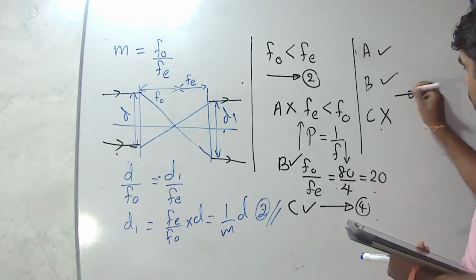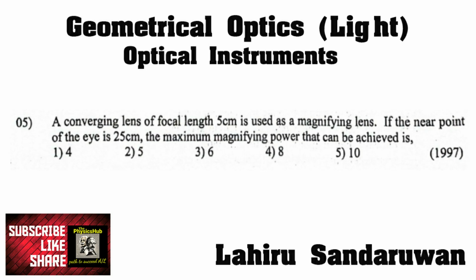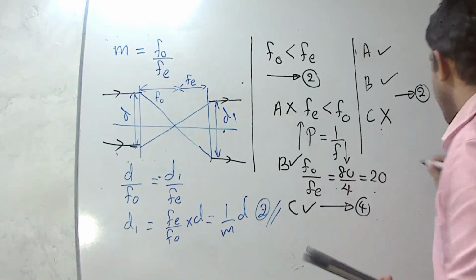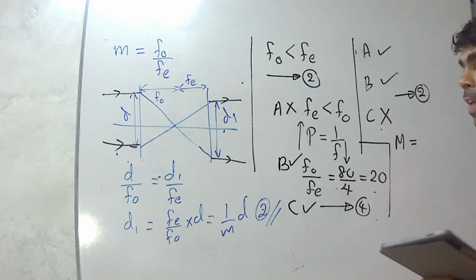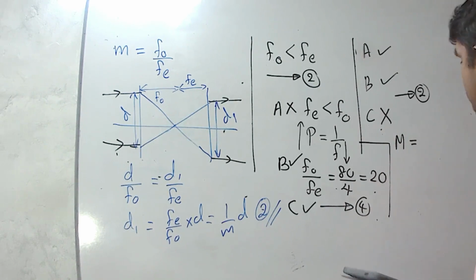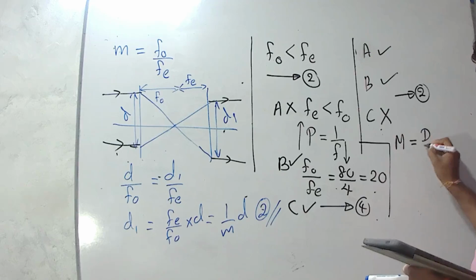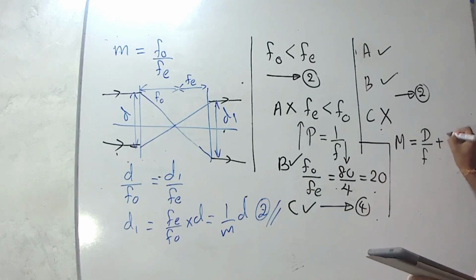Answer is 2. A converging lens of focal length 5 cm is used as a magnifying lens. If the near point of the eye is 25 cm, the maximum magnifying power that can be achieved is. It is a simple microscope. For a simple microscope, magnifying power, it means angular magnification, is D divided by F plus 1.